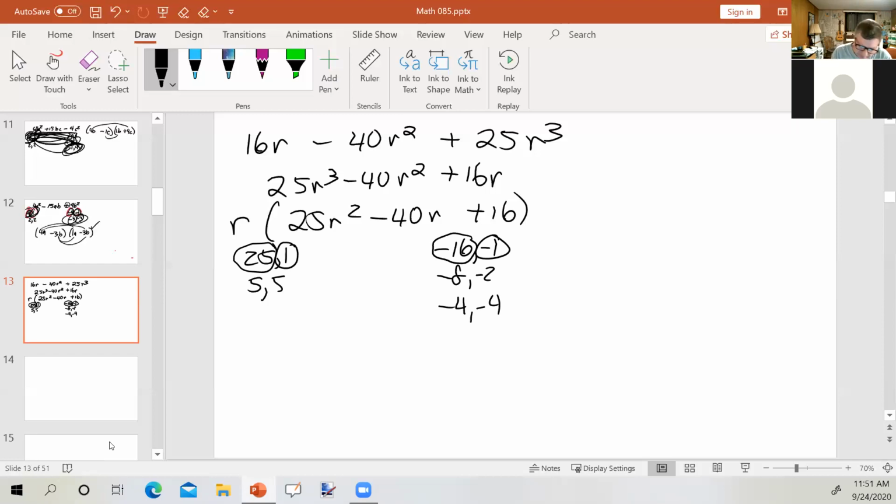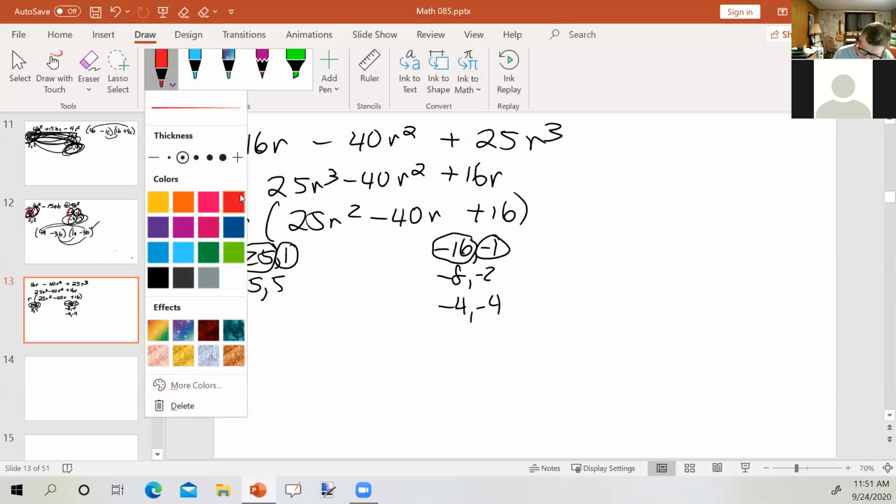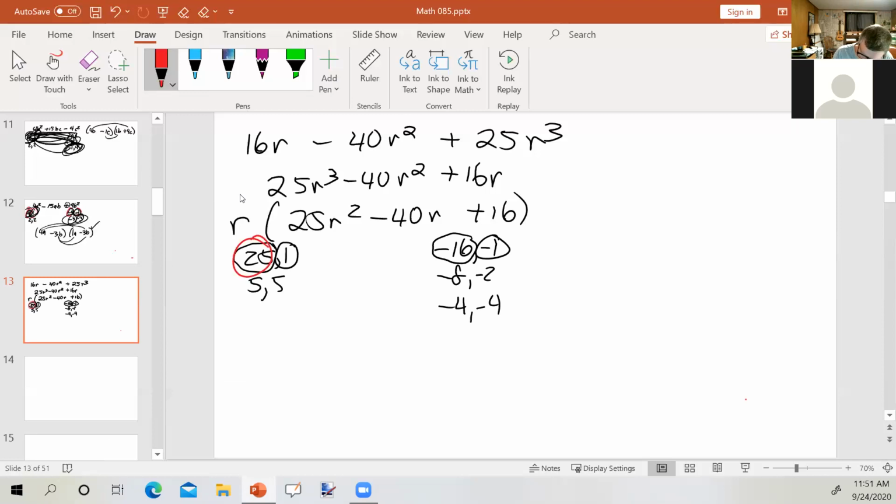Okay, let's switch them out. Let's take 25 times negative 1 is negative 25. 1 times negative 16 is negative 16. Negative 25 plus negative 16 is negative 41, close but not correct. Okay.